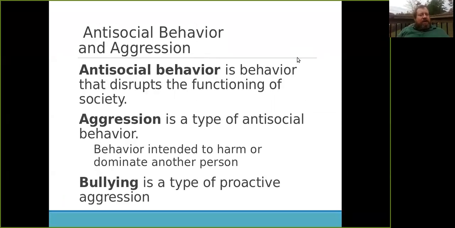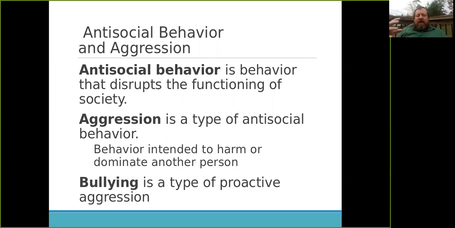All right, in this talk, I'm going to talk about antisocial behavior and aggression. If prosocial behavior was doing something kind or helpful, then antisocial behavior is any behavior that disrupts the relationships or the way the functioning is going between people in a community. So it's disrupting, causing a negative impact on the society.